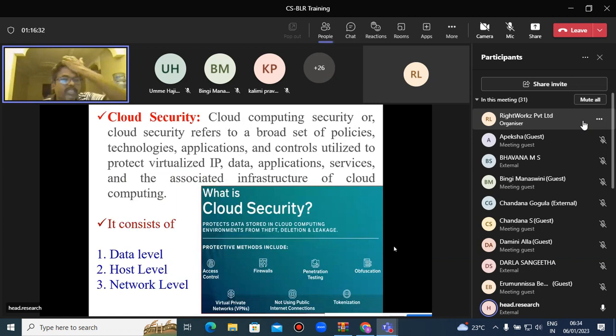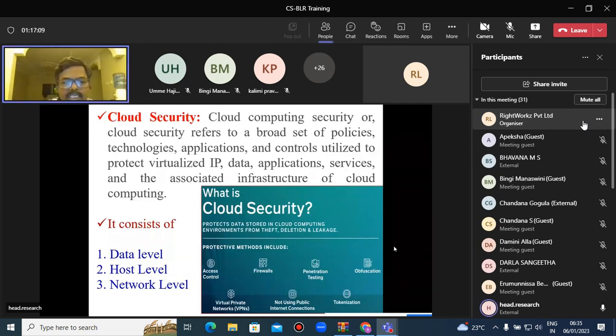Then what is meant by cloud security? Cloud security refers to a broad set of policies, technologies, applications, and controls utilized to protect virtualized IP, data, applications, services, and the associated infrastructure of cloud computing. Cloud security protects data stored in cloud computing environments from theft, deletion, and leakage.